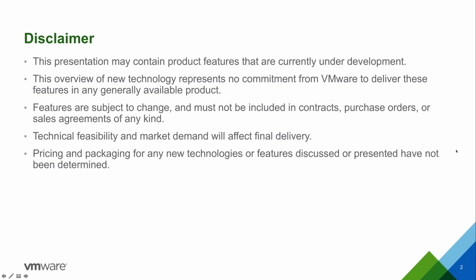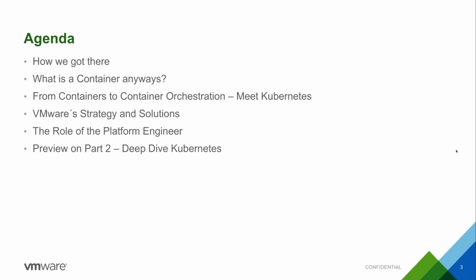But actually, we want to start right with the agenda. So we'll briefly cover how we got here, because that's a very important topic to cover when you talk about containers and the motivation for cloud native applications and container orchestration. So why is it actually happening? Because just from a technical perspective, it's one of the many iterations in IT, and you always should ask yourself why you're actually doing this. Then we jump into what is a container, then go into the orchestration piece of it, and also meet Kubernetes for the first time. We'll talk about VMware strategy and solutions very quickly.